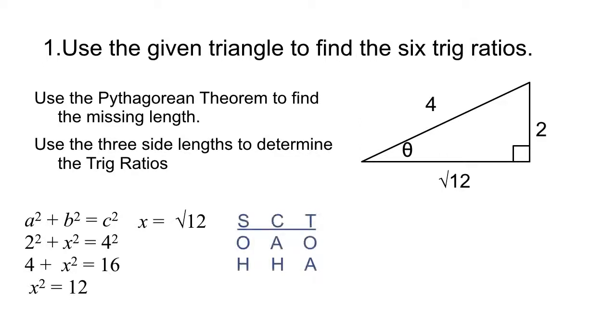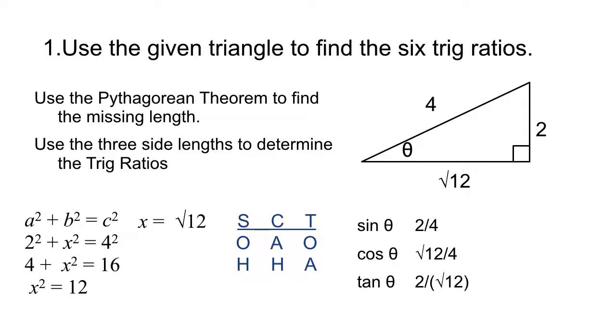So now we'll remember SOHCAHTOA, and we've got the sine is the opposite over the hypotenuse, 2/4. Another name for 1/2, but you can leave it as 2/4. The cosine of theta is adjacent, square root of 12, over the hypotenuse. And the tangent is the opposite over the adjacent, 2 over the square root of 12.